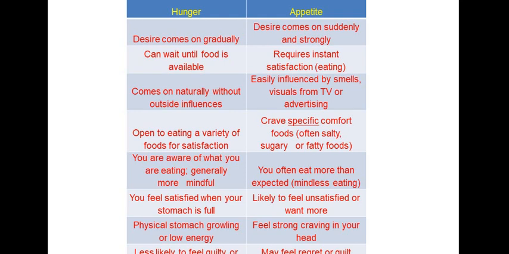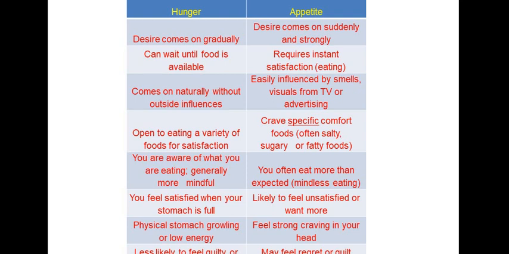In hunger, the desire comes on gradually, whereas in appetite, the desire comes on strongly and suddenly. In hunger, we can wait until food is available, but in appetite, we eat for our satisfaction.